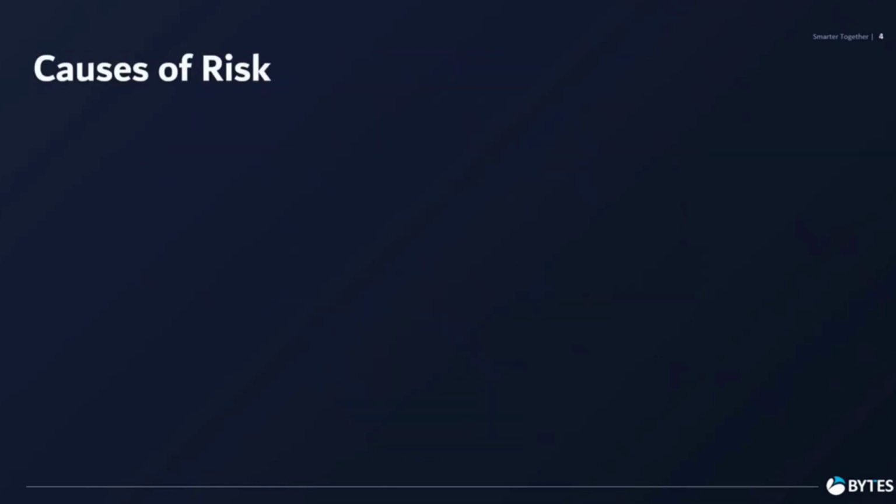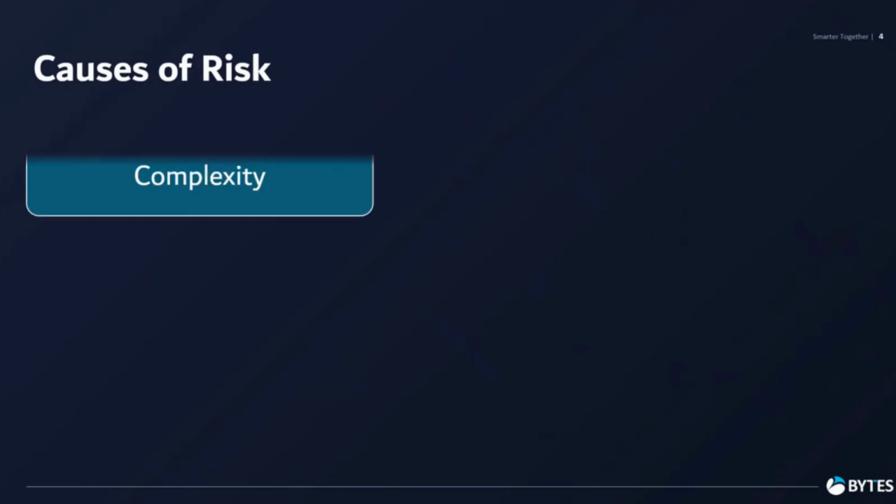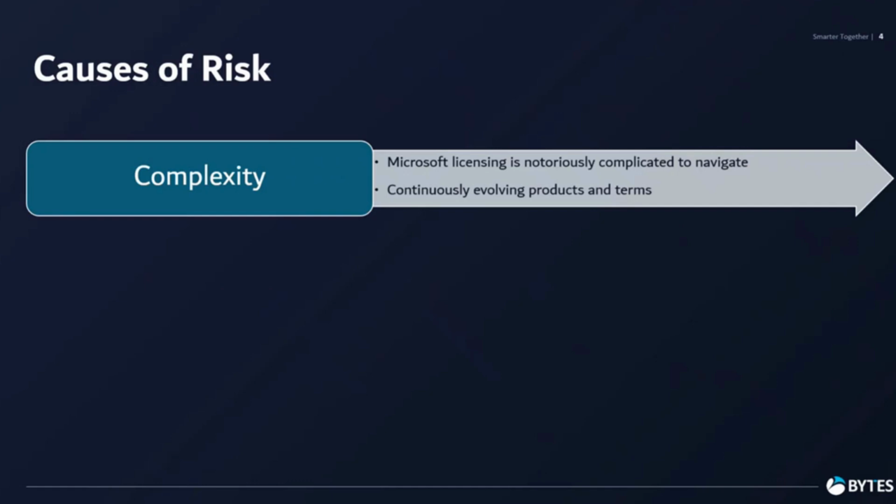So what are the main causes of risk with regards to Microsoft and licensing in particular? I think the first of those, as anybody who's ever dealt with Microsoft licensing will know, will be complexity. And again, the reason that many of us are dedicated to looking at Microsoft licensing as our day job is because it's notoriously complicated to navigate. There are continuously evolving product terms, product names, suites of products, differences throughout the course of time in how these products have been licensed.